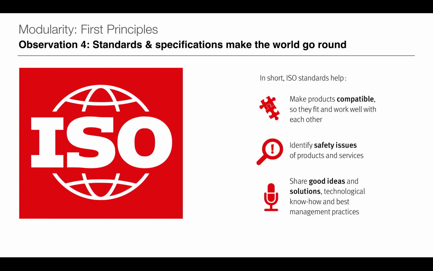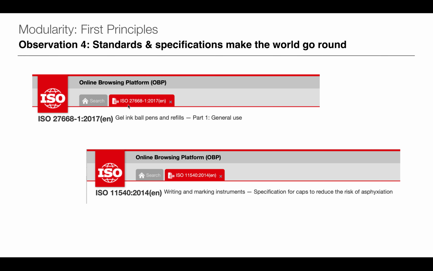And then you have the sharing of ideas, because standards help promote best practices. And as I said, ISO, which was formed in 1948, the International Organization for Standardization in Geneva, is really sort of the premier standards body. And there's literally standards for everything. There's standards for gel ink ball pens and refills. There's standards for specifications for caps to reduce asphyxiation. All of your standard computer cables, hex sockets, different screwdrivers. There's almost a standard for anything you can imagine, which is sold in the marketplace.